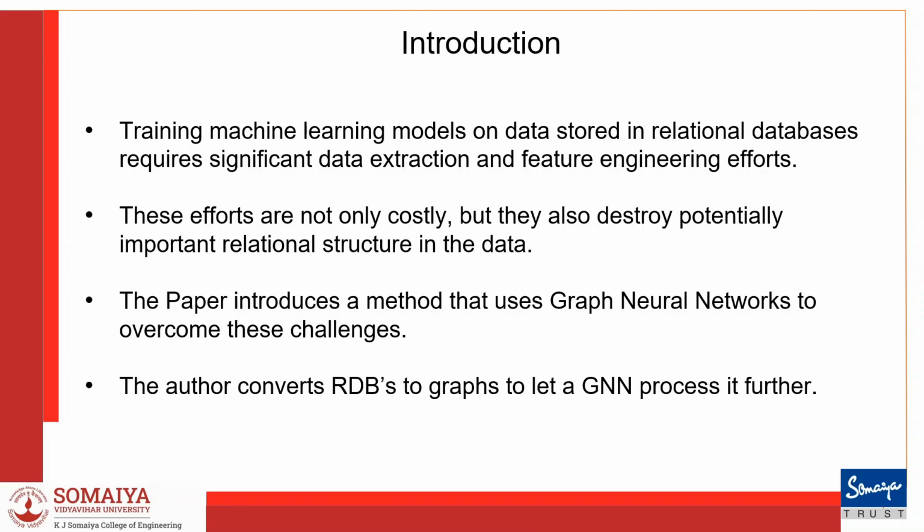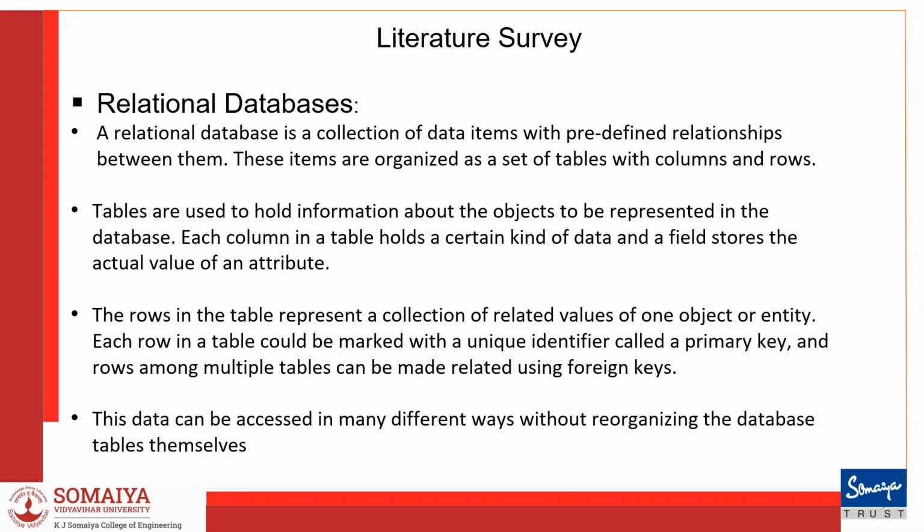To leverage the whole power of the links between tables in relational databases, the author proposes to use graph neural networks. The author proposes an algorithm called RDB to convert relational databases to graphs, and he proposes that we let graph neural networks further process the information stored in those graphs.